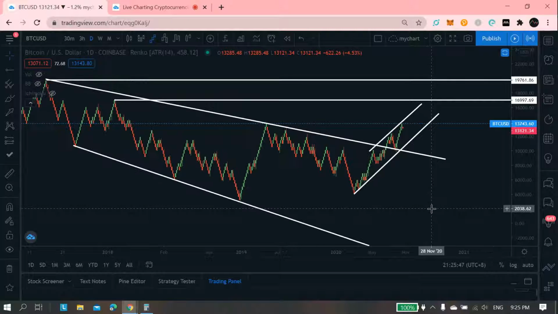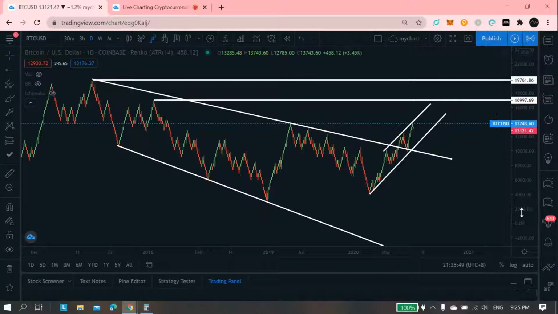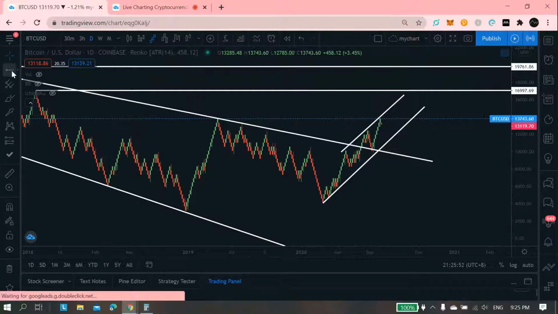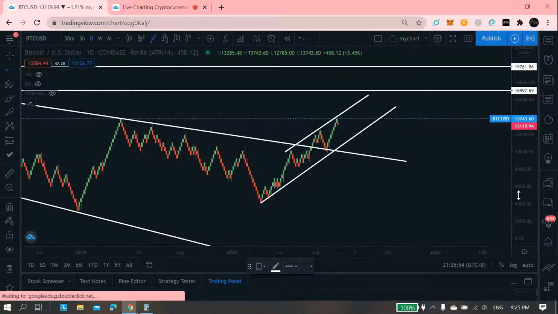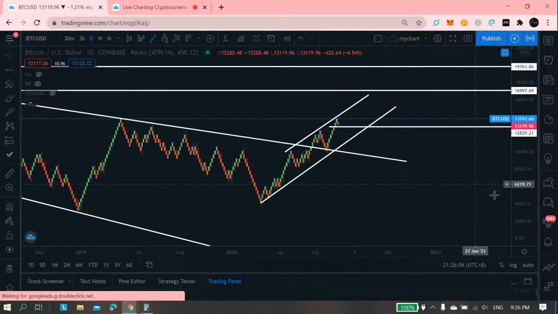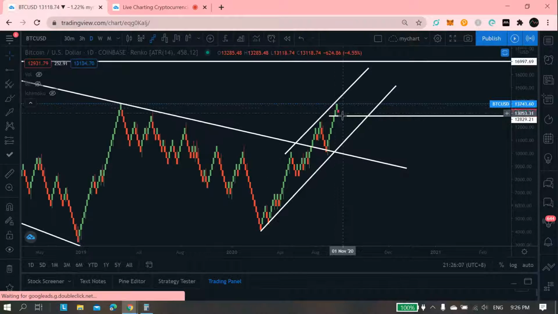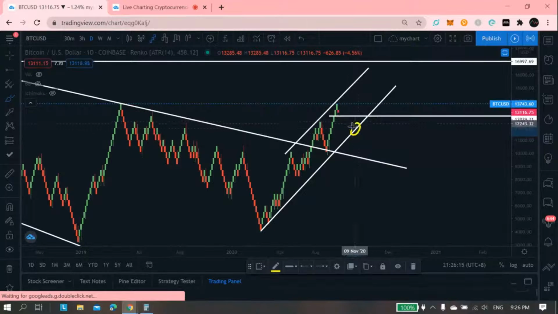So currently, using this one, as I mentioned before, you can actually use each Renko bar as a possible support and resistance. So using this, I'm expecting 12,800 as the next possible support. But worst case, of course, it will retest this area. Depends where this Renko chart will retest this uptrend channel support.